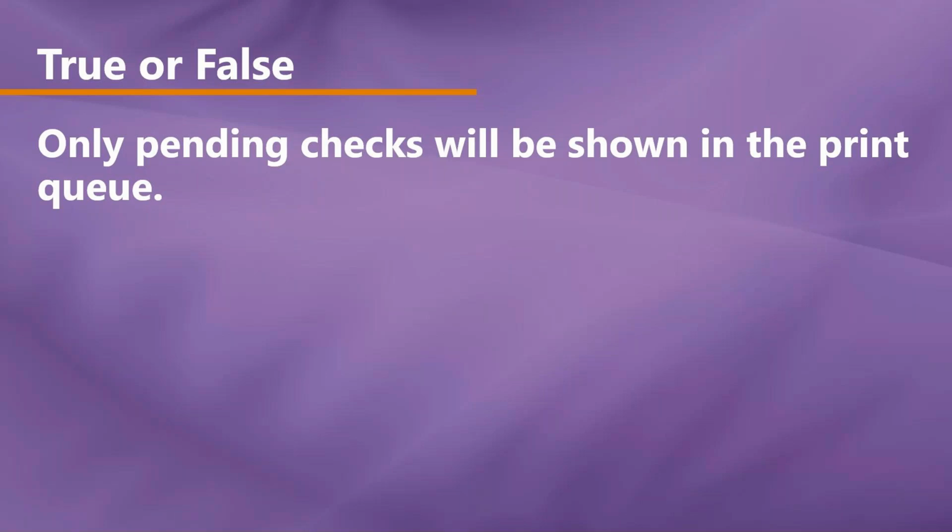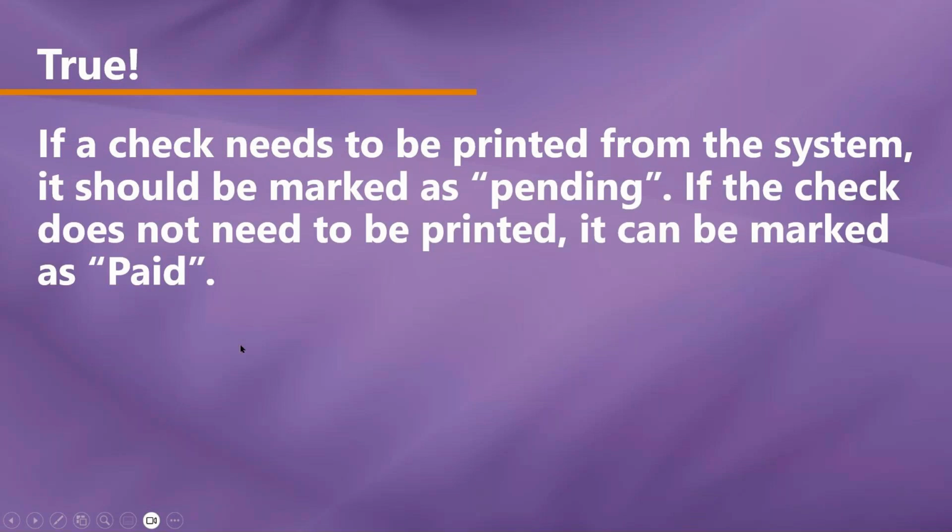Okay, I'll go ahead and end that and show the results. And that's true. If a check needs to be printed from the system, you leave it as pending. You don't put in a date, you don't put in a check number or whatever, you leave it as pending, and then it becomes printable. So you can go to the print checks view and it'll show there in the list. If it doesn't need to be printed, then you would just go ahead and mark it as paid when you create the check, and then it won't show up in the print queue.